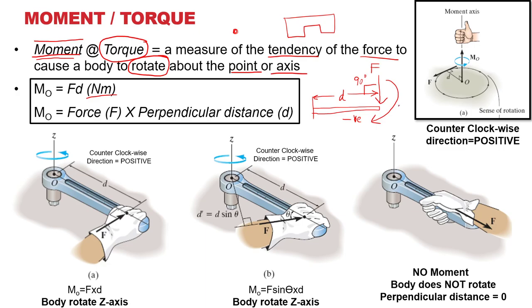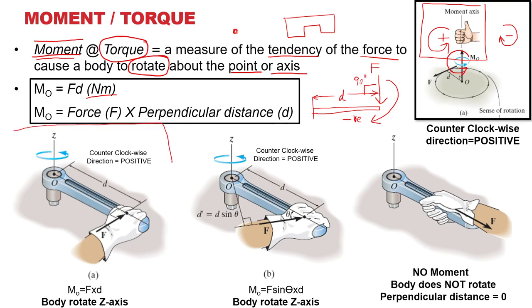You have to remember your right hand. If it rotates counterclockwise, it's positive. If it's rotating clockwise, it's negative. You don't have to remember the negative, just remember the positive: positive is your right hand rotating counterclockwise. So let's take a look at this picture here.